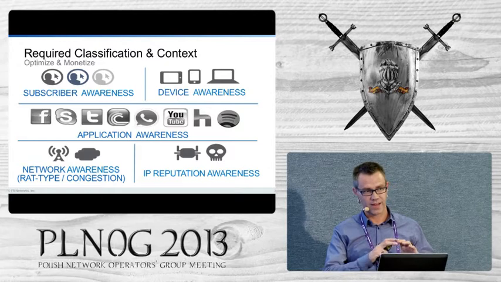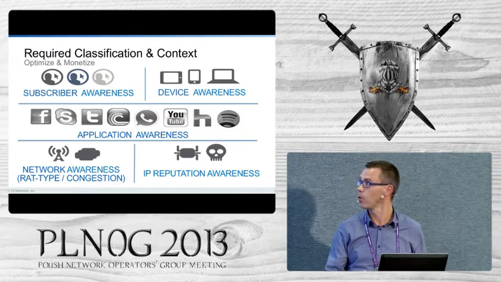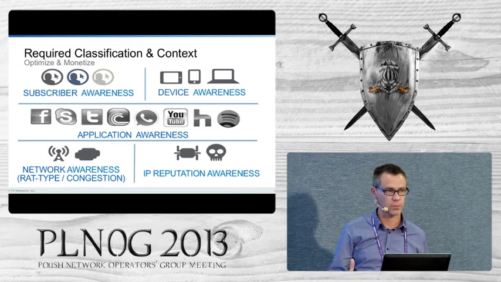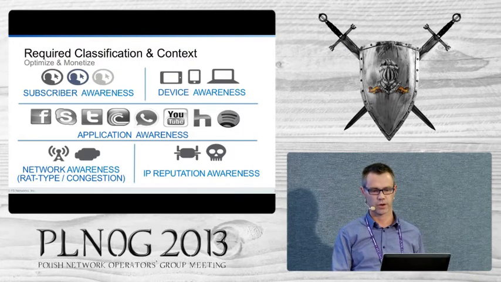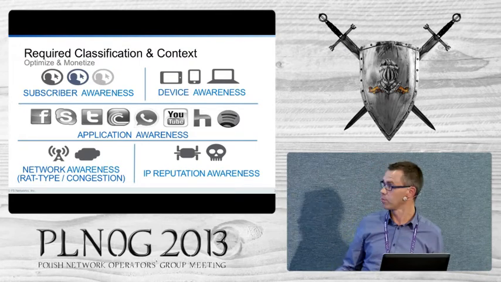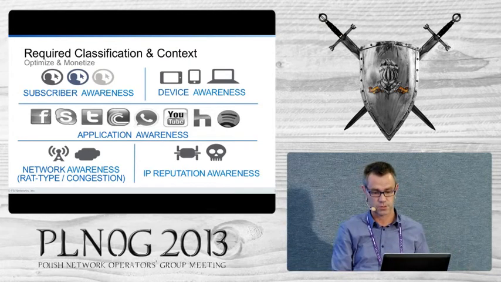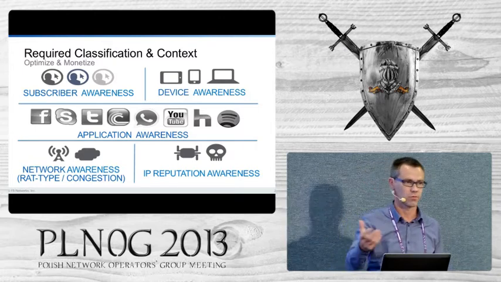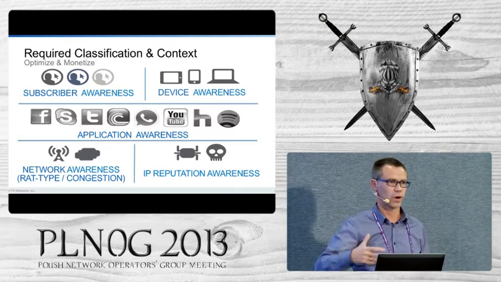In terms of the packet classification, when traffic flows through our box, what do we need to know? We need to know who the subscriber is, the device type, we can figure out what it is, and the application, our DPI inspection engine will figure out what the application is. We can build APIs to get information about network awareness, congestion levels. And we also have an IP reputation database, so we can figure out if IP addresses are coming from botnets, malware, and all that stuff.